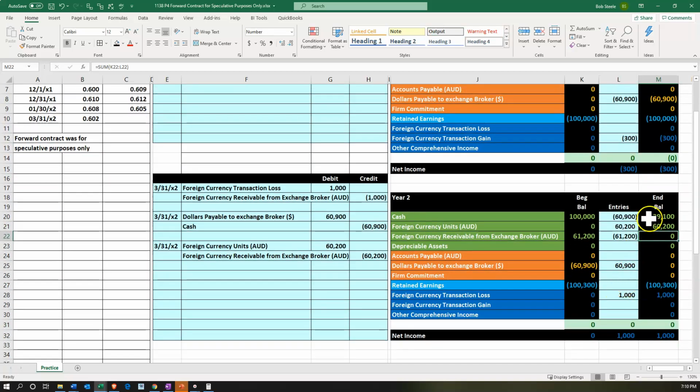So at the end of the day then, we've got cash on the books. We have the foreign currency. This is basically, again, currency that's on the books, but it's not U.S. currency. We have $100,000 in Australian dollars that we're representing, just like we would for equipment or anything else, in the measuring tool of U.S. dollars, which is 60,200 at this point in time. And then we have the foreign currency receivable is gone now. We've removed that. It's been received. And then we have the dollars payable to the exchange broker has now been paid off, and the retained earnings reflecting the foreign currency gain from last period, and then the foreign currency gain this period, or loss being reflected on the income statement.